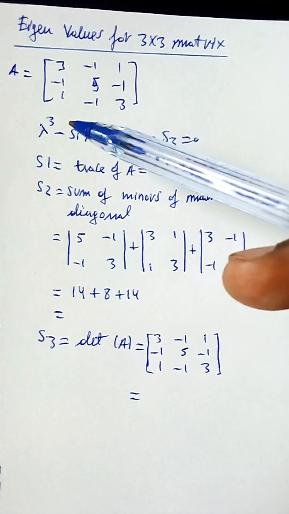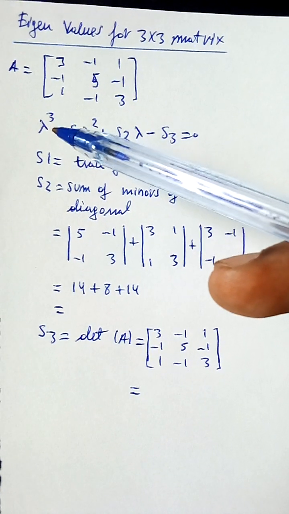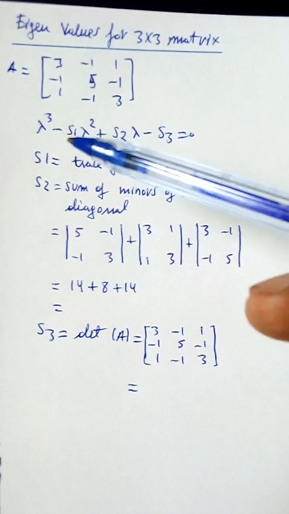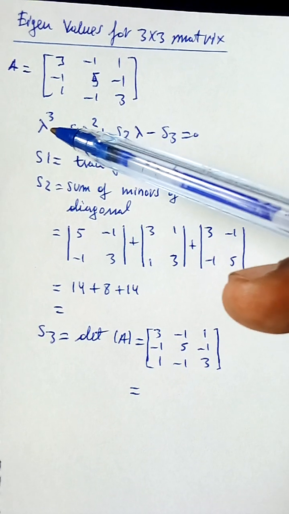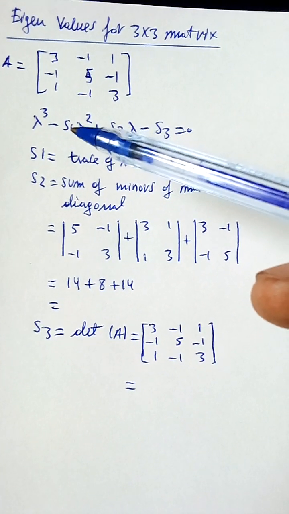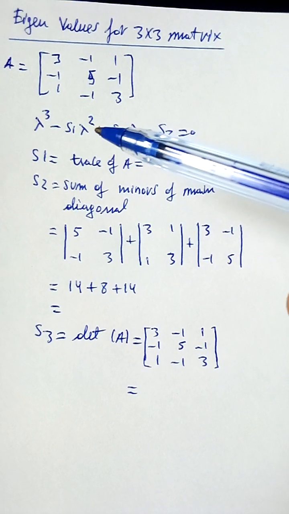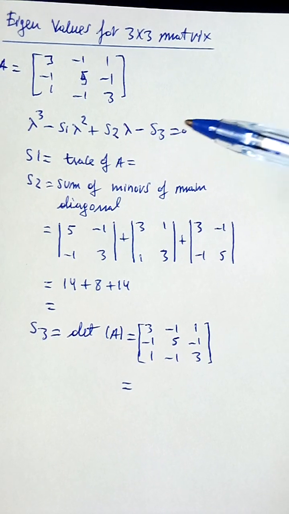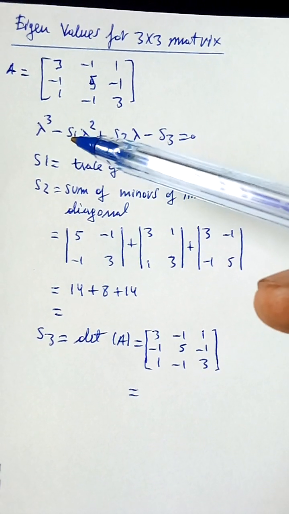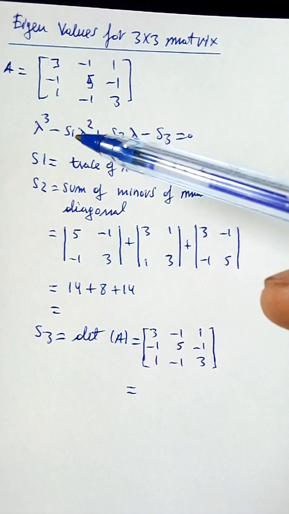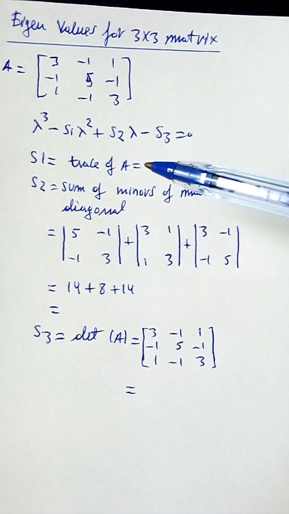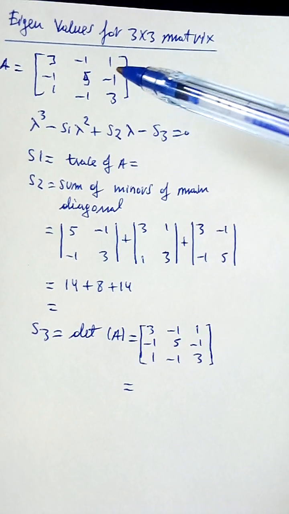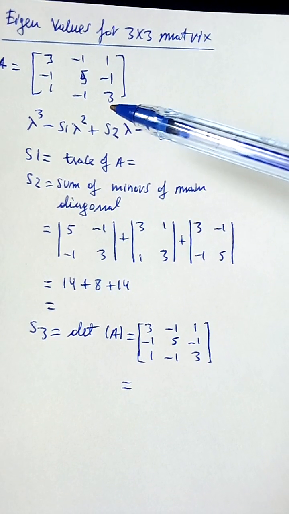So first of all, we are going to use this second method. For a 3 cross 3 matrix, this is the formula we are using in order to get the 3 eigenvalues: lambda cube minus S1 lambda square plus S2 lambda minus S3 is equal to 0. So as you see here, we have S1. What is S1? S1 is the trace of A. The trace of A is the sum of 3 plus 5 plus 3.